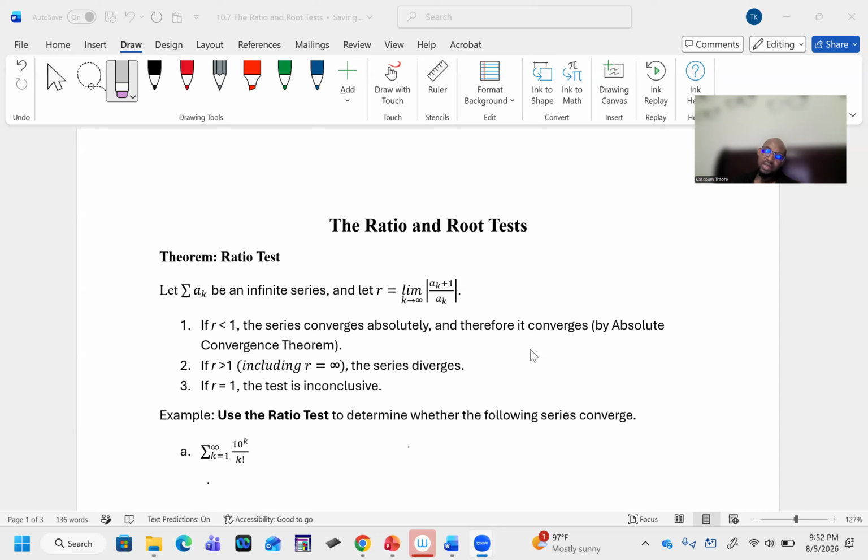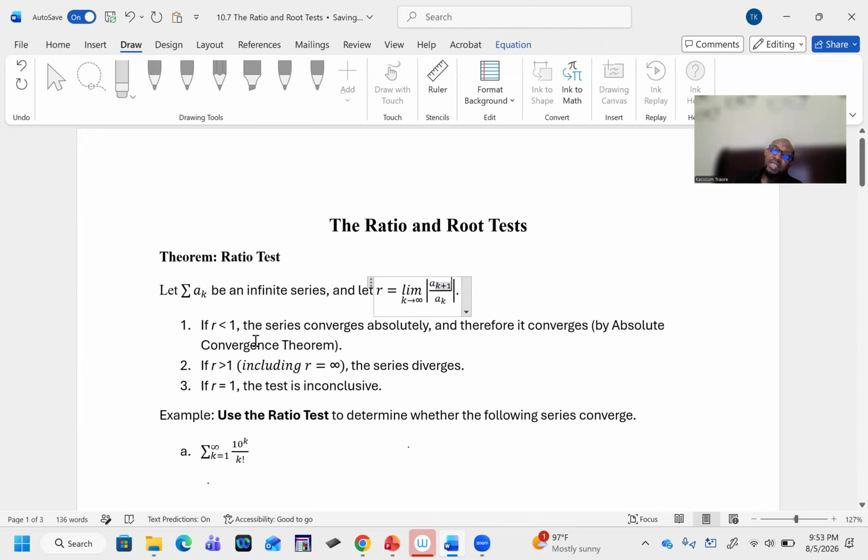Let's jump on with the ratio test theorem. Let the sum of a sub k be an infinite series, and let R be equal to the limit of the absolute value of a sub k plus 1 divided by a sub k. Sorry, this is a typo. Let me correct this one very quickly: a sub k plus 1 divided by a sub k as k approaches infinity.